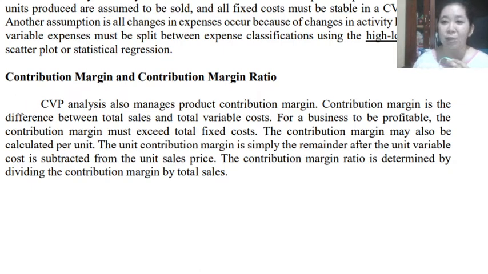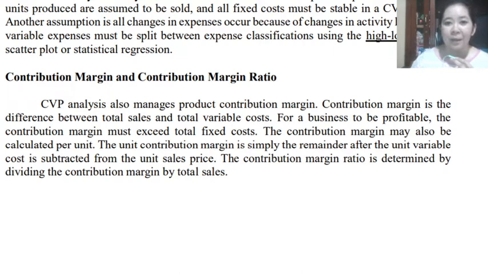This is in terms of units. But you can also solve your contribution margin in total, that is total sales minus total variable cost. If you want to determine the per unit contribution margin, simply take the unit sales price minus the unit variable cost.